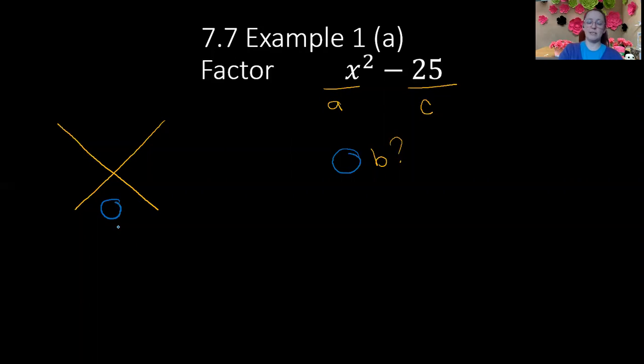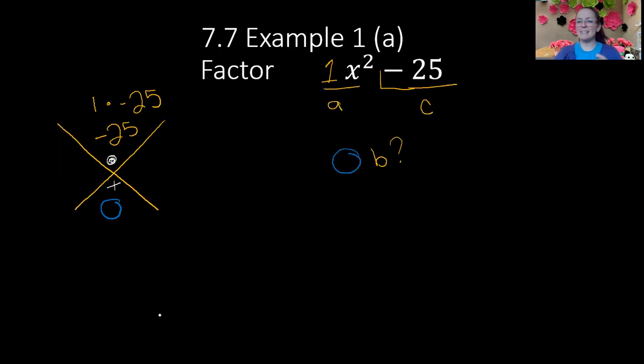If you want to do it this X frame way, that's totally fine. We have our A times C, which is that invisible 1, just like we've been doing the last 6 weeks with this factoring stuff. So our A times C is 1 times this, and be super careful, that negative 25, which gives us a top number of negative 25. Now we need to find two numbers that multiply to be negative 25 and add to be 0.